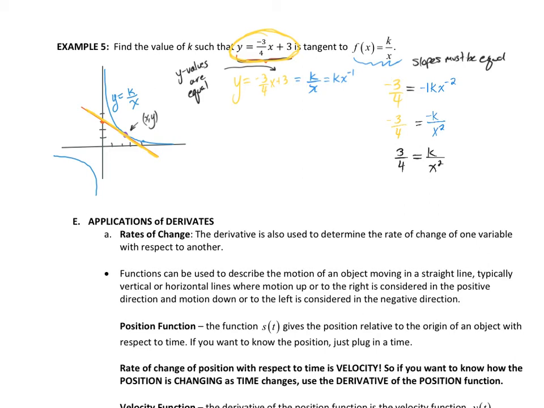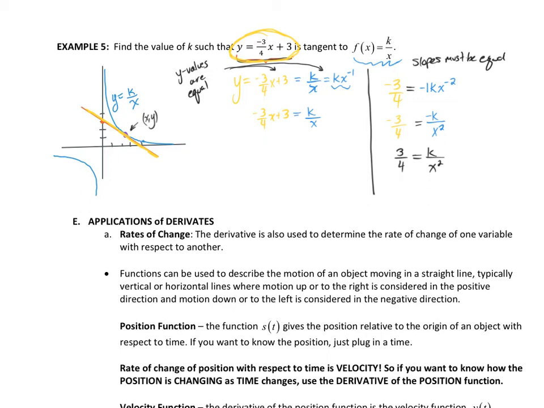So let's maybe take that same approach back over to this other work here where we had the y values being equal to each other. The y value of the yellow line is equal to the y value of the blue curve. So we have the yellow line's y value, which is negative 3/4 of x plus 3, is equal to the y value of the blue curve, which I will write as k over x.